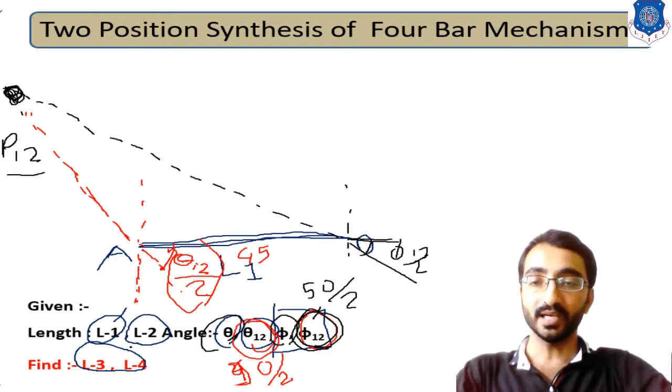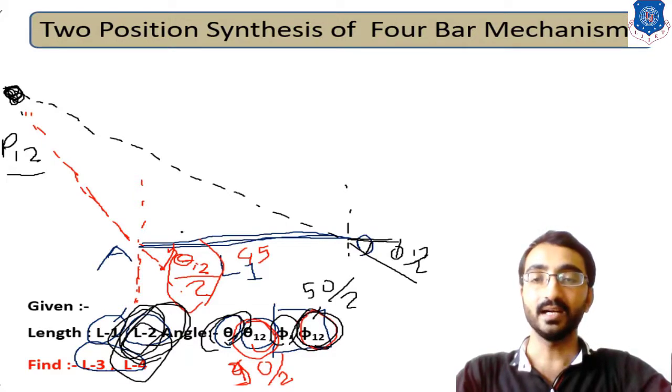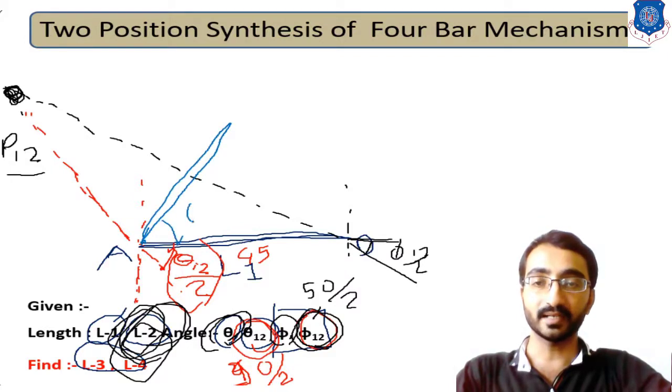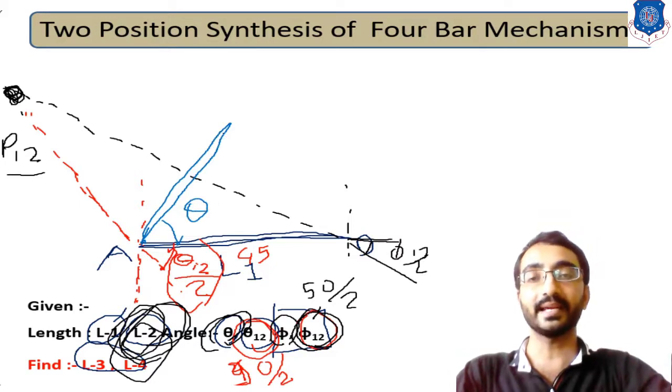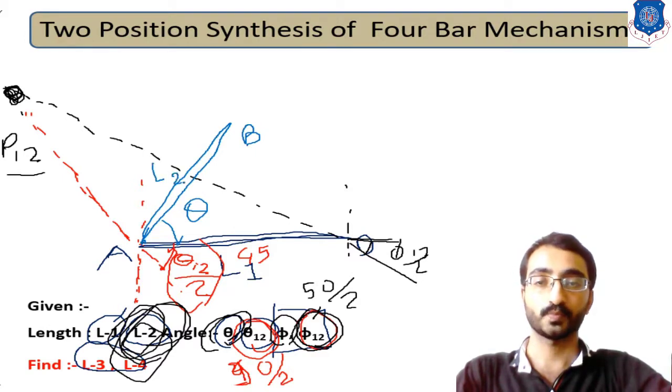Now they have given length number 2, so we will draw link number 2, that is length number 2, at angle theta. Over here, if you consider this one as your input link, the crank, and this one as the theta angle, then you can sketch line AB at theta angle, which represents length number 2.